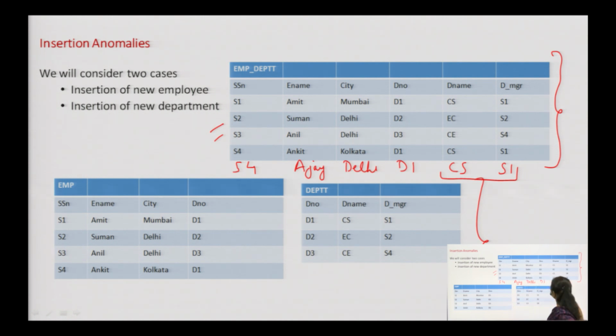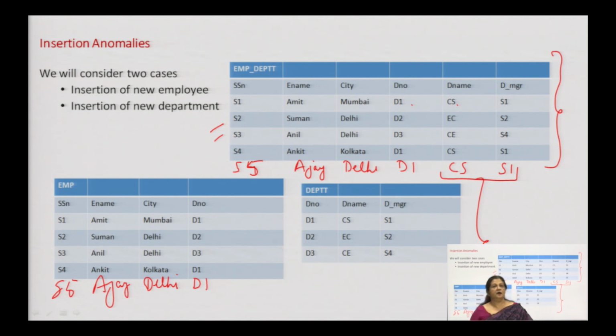We are having all this information redundantly at three places: D1 CS S1, D1 CS S1, D1 CS S1. Whereas, in the second design, if we want to add this employee, S5 Ajay Delhi, we will simply enter the D number; we do not have to repeat the D name and the D manager of the employee. So, obviously, this will be better, because inserting in the first design will cause redundancy and there can be errors also.